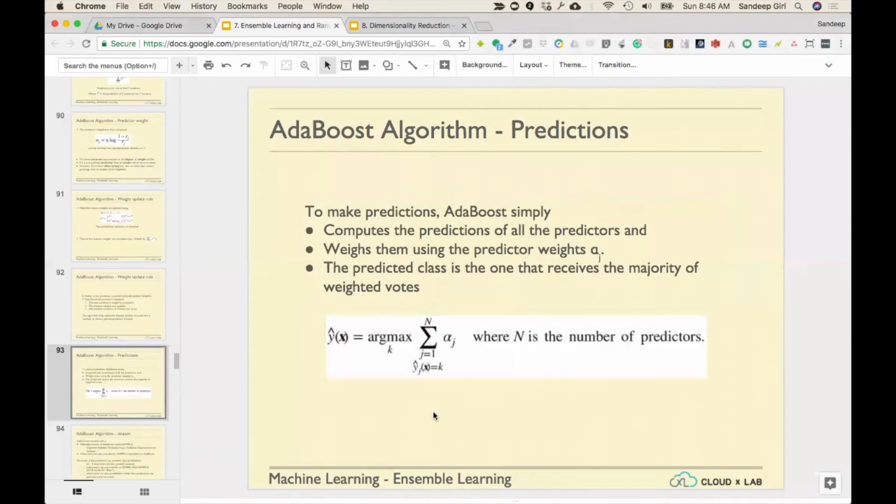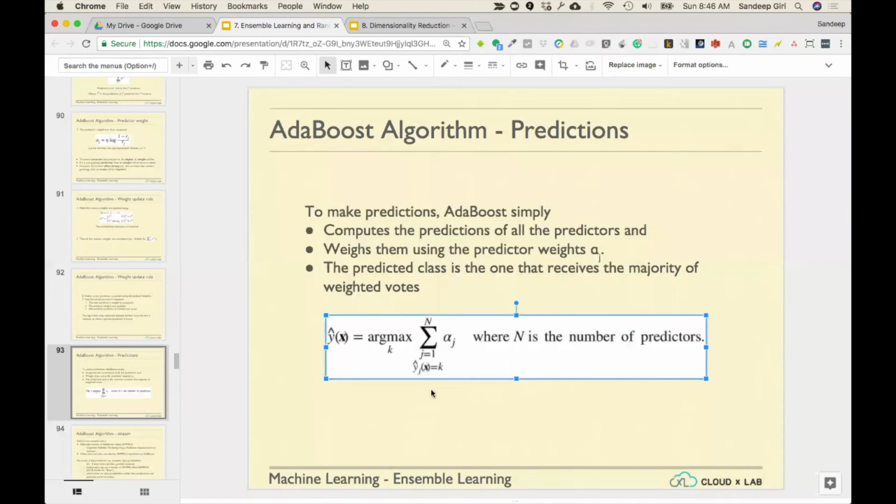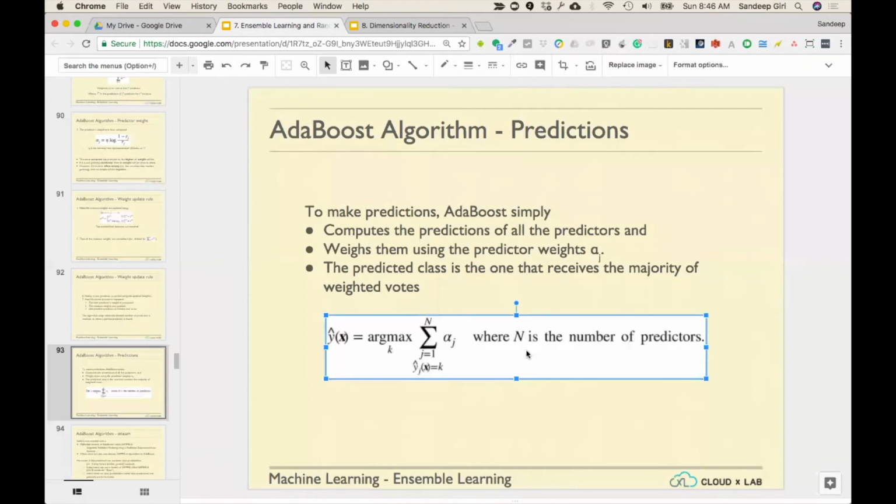Okay, let me just take an example. I'm not super clear about this part. As per my understanding, for each of the predictors we have already computed alphas, and every predictor has some sort of error rate. So we let it compute the probabilities, then we multiply the probabilities of each algorithm with their alphas, the weighted ones. And then the class that gets the maximum vote out of that is the one that gets the correct answer.